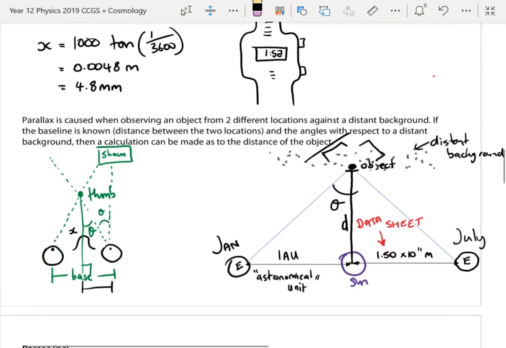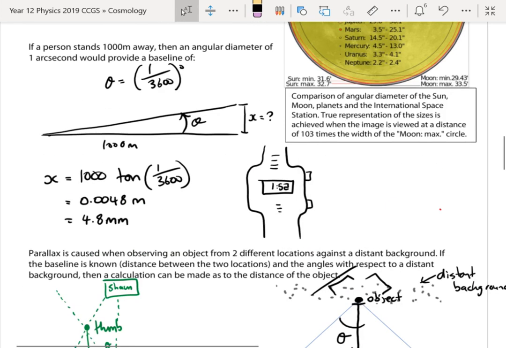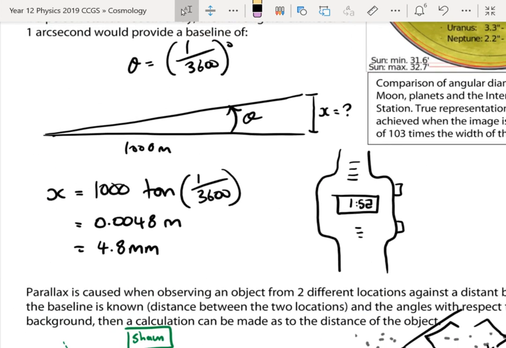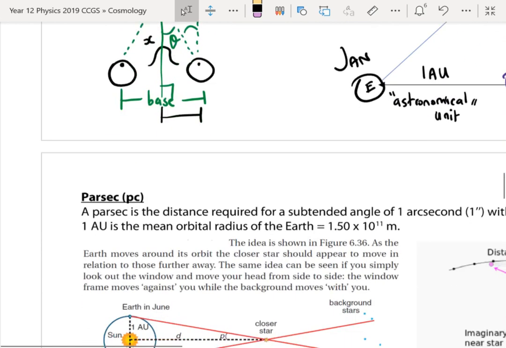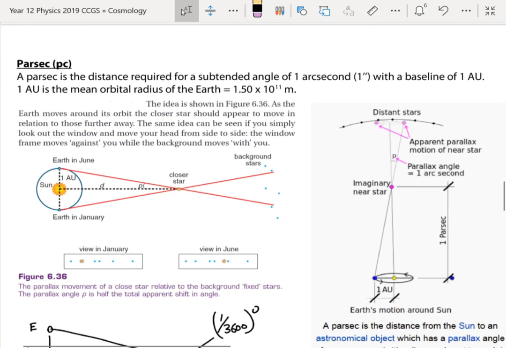Now, I need you to think of that method of parallax and remember the idea that 1 arc second subtended in the sky from 1,000 meters away is going to clear or move a base height of 5 millimeters. Just remember that, the wristwatch of the bloke sitting in the apartment 1,000 meters away. So, this is how I explain a parsec. Now, over the page. A parsec is another measurement of distance. It is how far away you need to be such that the subtended angle of 1 arc second is the distance of the Earth from the Sun.